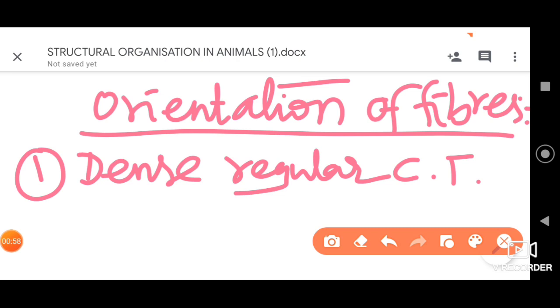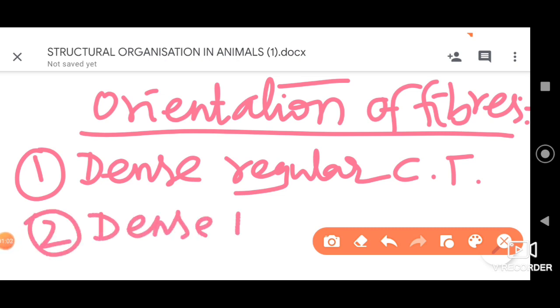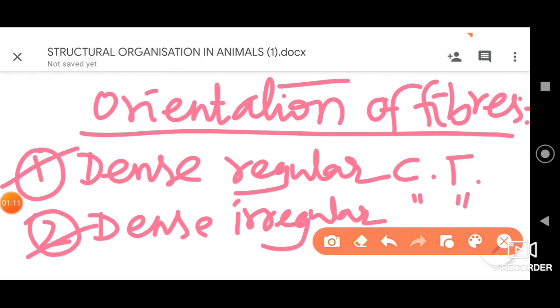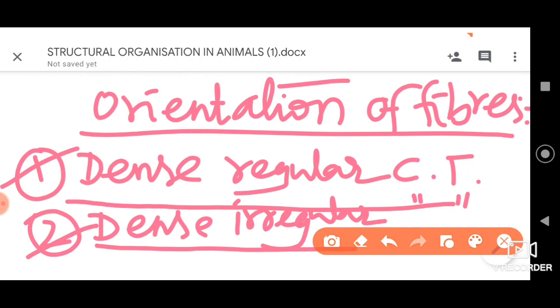And secondly, we have dense irregular connective tissues. Alright, so let me tell you how the fibers are distributed. That is based on the orientation of fibers. Dense connective tissues are classified into two types. The first type is dense regular connective tissue and the second is dense irregular connective tissue.